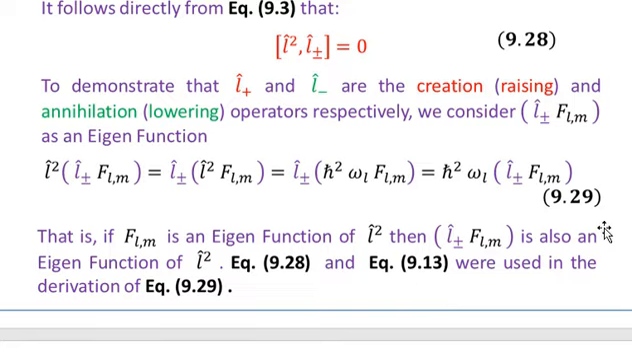So the finding from equation number 29 is that L plus-minus operating on F together is an eigenfunction of the L square operator, which is obvious from looking at the left hand side of equation number 29 and the rightmost side of equation number 29. If you consider these two terms, it would be obvious to you that L plus-minus with F can be taken as an eigenfunction of the L square operator.